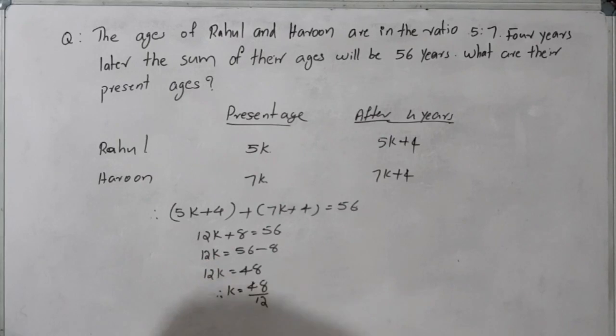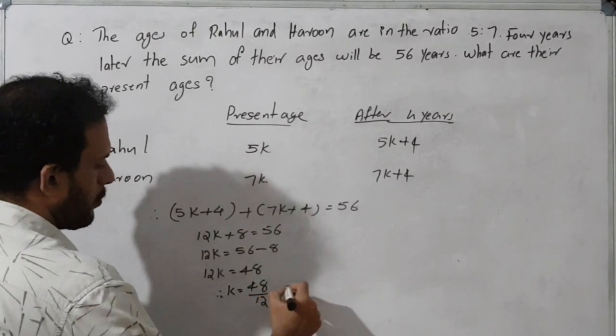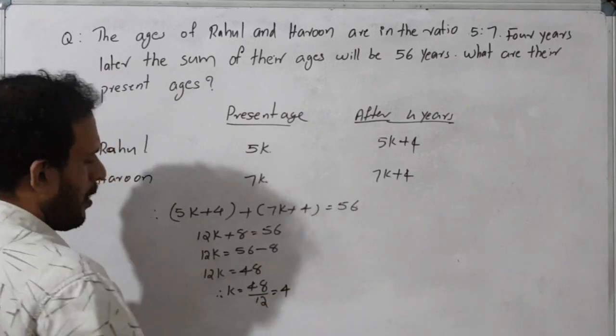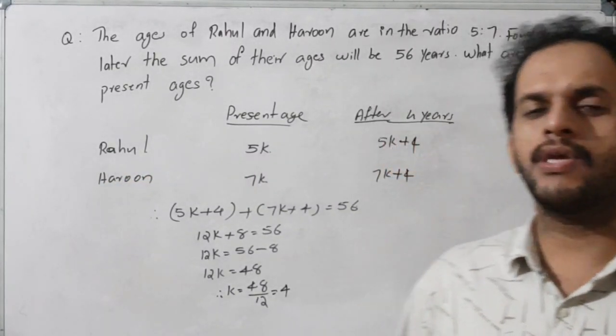12 into k. 12k means 12 into k. So transposing, what is the change? It is divided by 12. So 48 by 12 is equal to 4. Like k is equal to 4. The value of k is equal to 4.